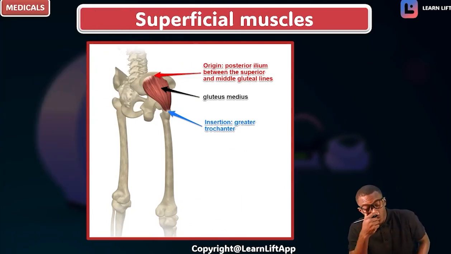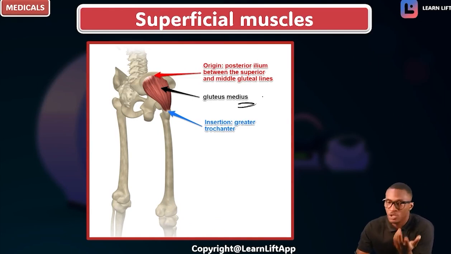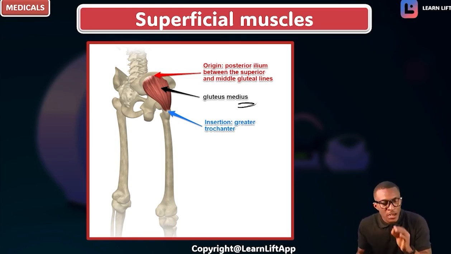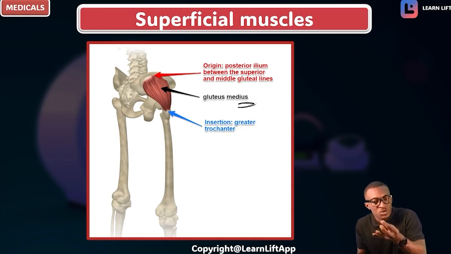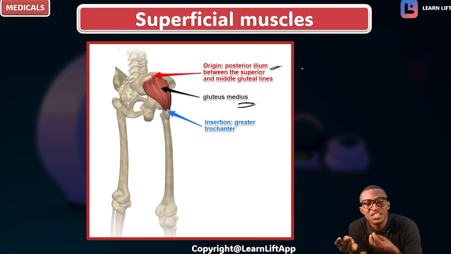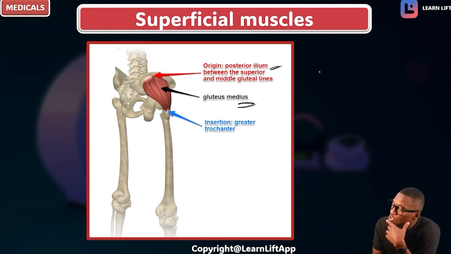Another past question to also know is that we said the gluteus medius is the point for intramuscular injection. We're going to still talk about that, but take note that it has an origin and insertion. Now, all of them have origin and insertion. In this class, we're just trying to know their names, but we're also going to see some past questions. Take note that the origin of the gluteus medius is the posterior ilium, which is between the superior and the middle gluteal lines. Just know that the origin is the posterior ilium.